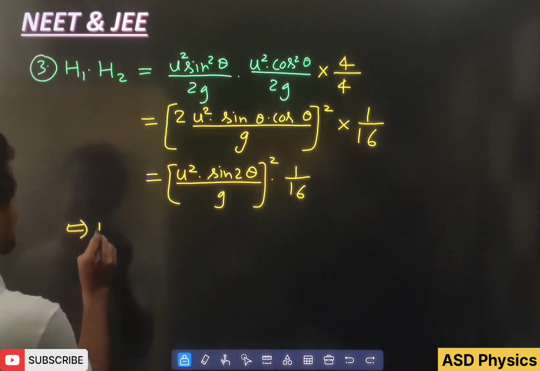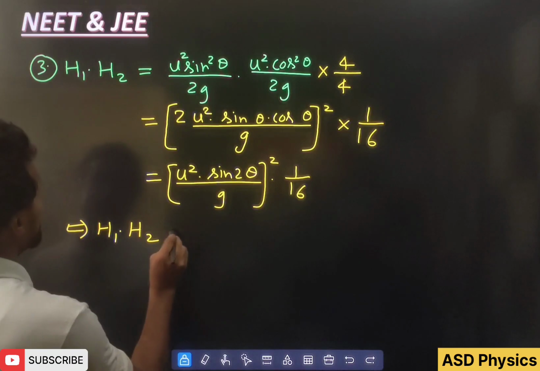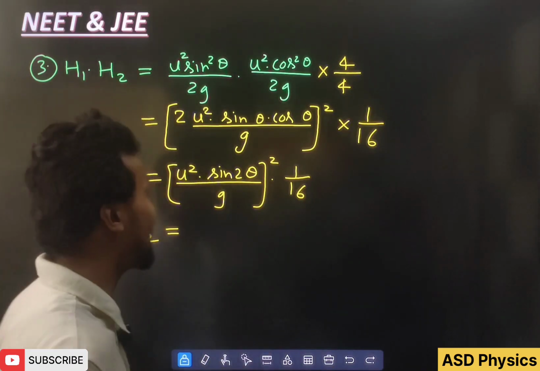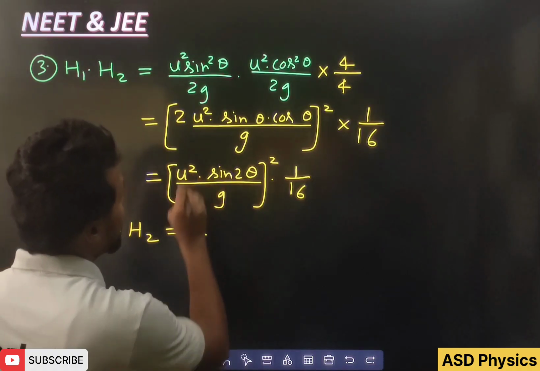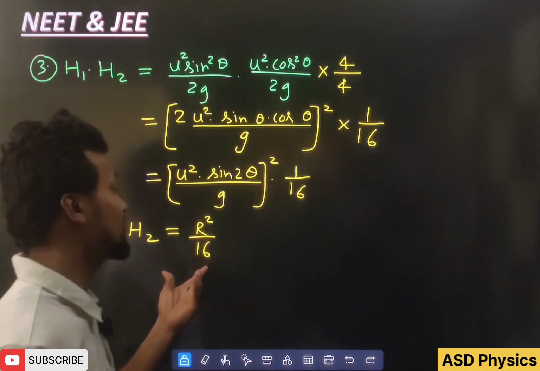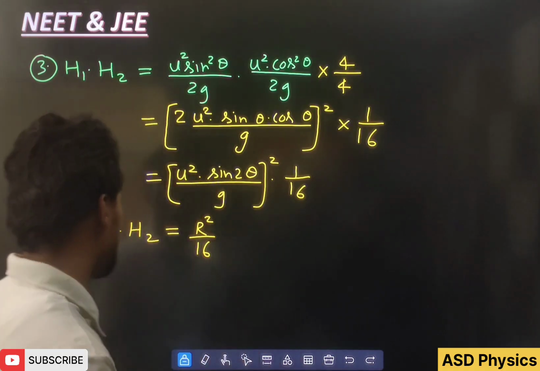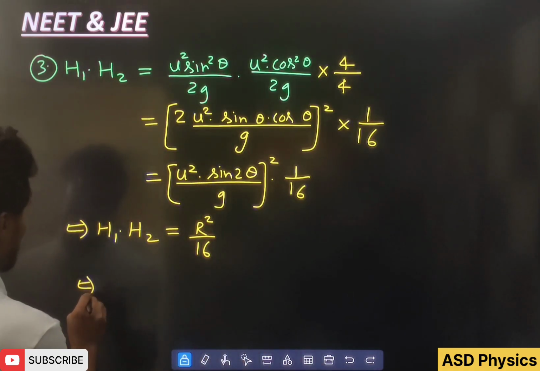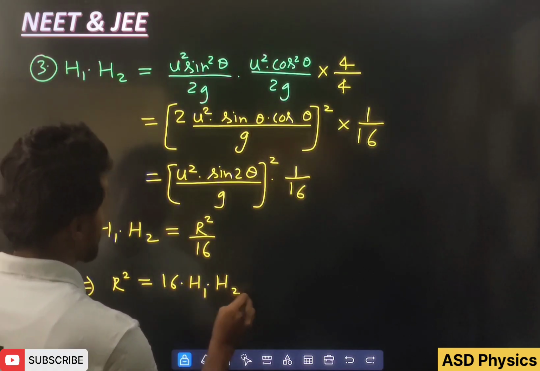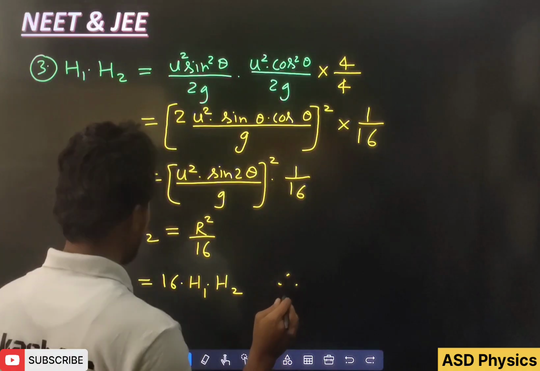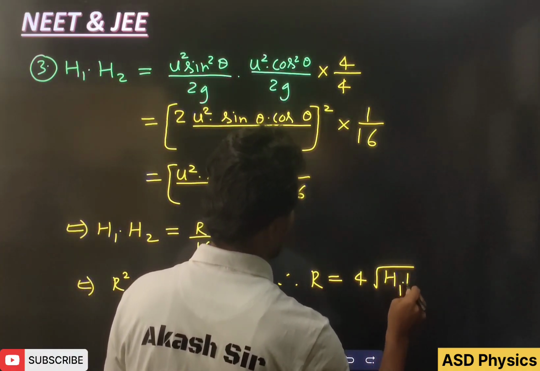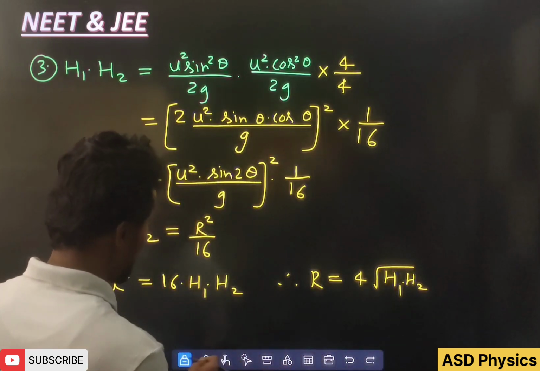So from here I can tell, h1 into h2 will become what? This is the range, na? R1 equal to R2 equal to R. Okay. So it will become a range. So R square by 16. So h1 into h2, how much is coming? R square by 16. Now, if I write somewhat further, R square equal to 16 h1 h2. Okay. So after that, hence R equal to, on both sides I will take square root. So it will become R equal to 4 root h1 h2.